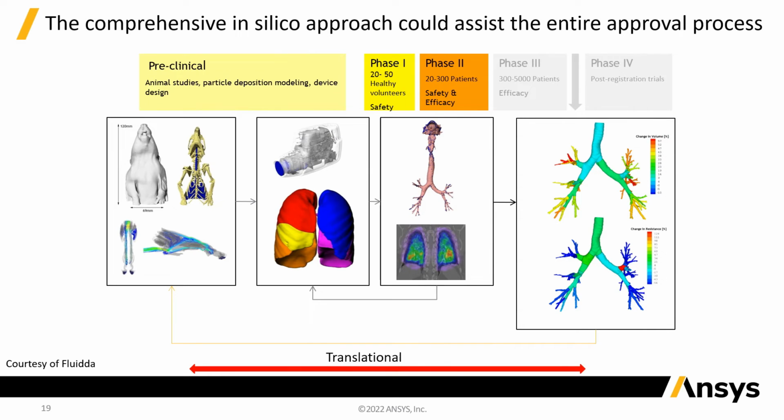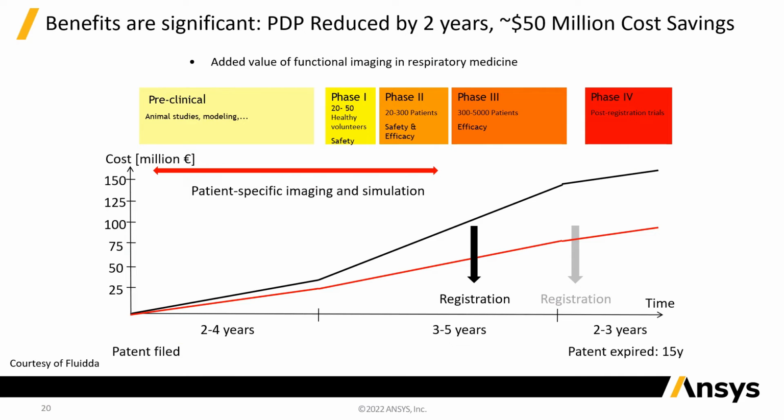As they were using the same numerical protocol both for animal and human, the transition between the different phases was smoother and therefore much faster. It resulted in them being able to release the product 2 years earlier, saving costs but also opening great business opportunities.